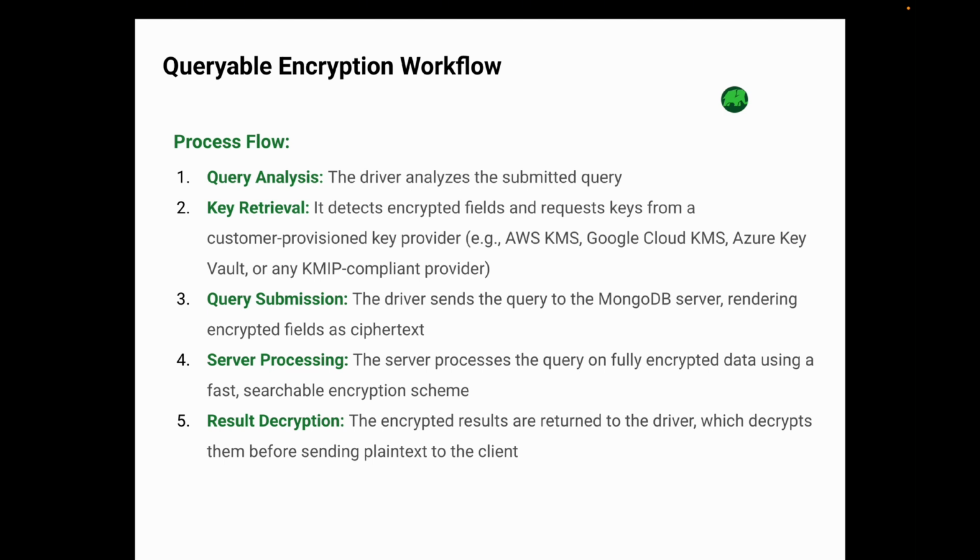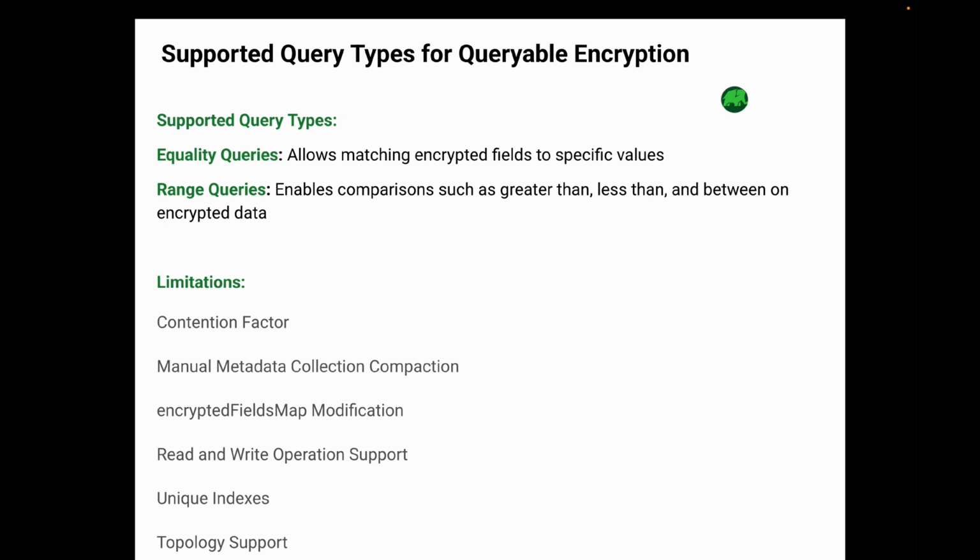Pretty awesome, right? MongoDB queryable encryption currently supports two main types of query, which are equality queries and range queries. Equality queries allow you to match encrypted fields against a specific value. Range queries enable greater than, less than, and between operations on encrypted data. While powerful, there are a few limitations to keep in mind.